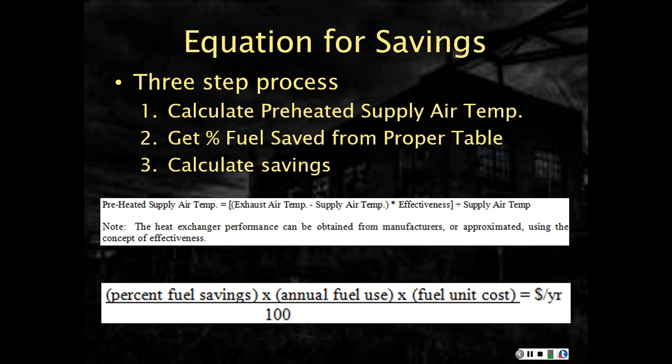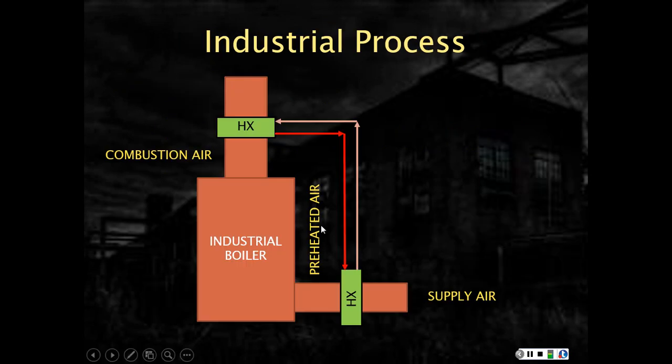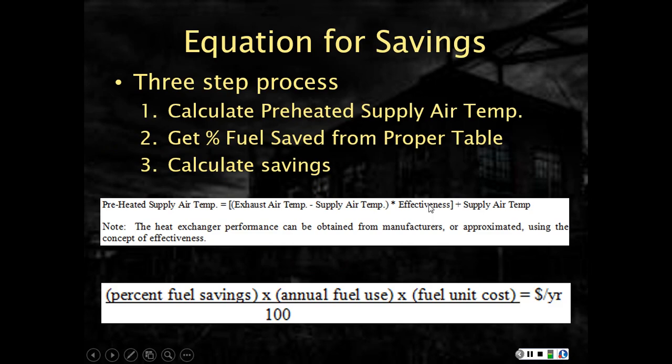Now the equation for savings. It's basically a 3-step process. Step 1 is we need to calculate the preheated supply air temp. So if we go back to the previous slide, you'll notice that this is our supply of combustion air initially coming in. It's run through this heat exchanger. Now it's actually been preheated. So we actually have a preheated supply air going into the industrial boiler. We need to determine this value first. So that's step 1.